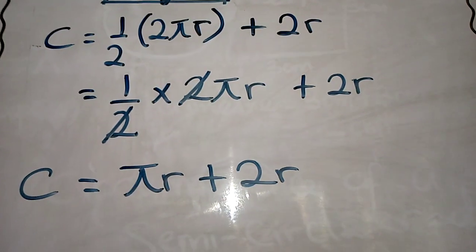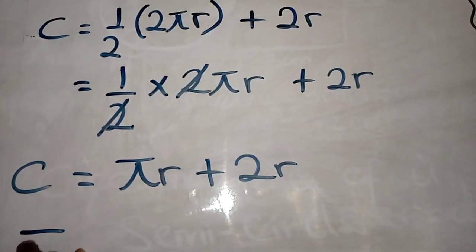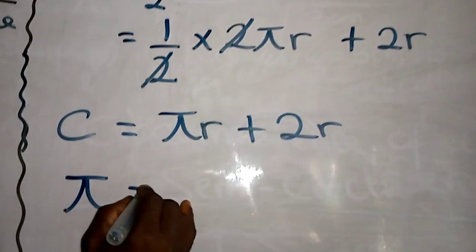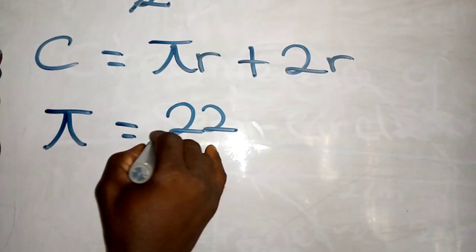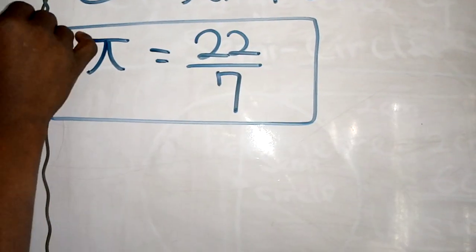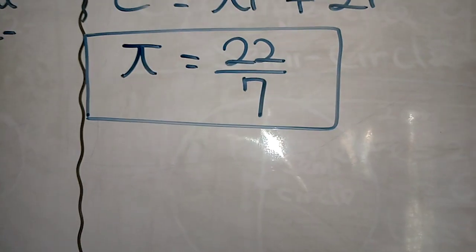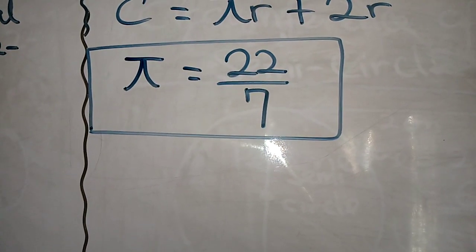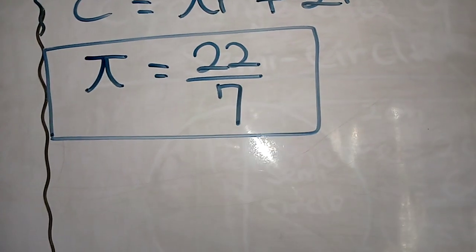Now we'll be mentioning the word pi. Note the value of pi simply means 22 all over 7. This is the standard value for pi: 22 all over 7.